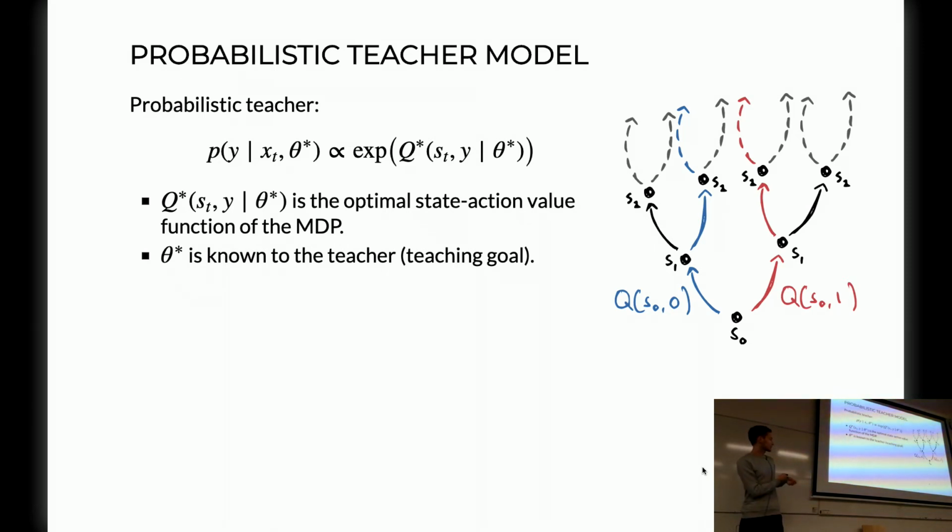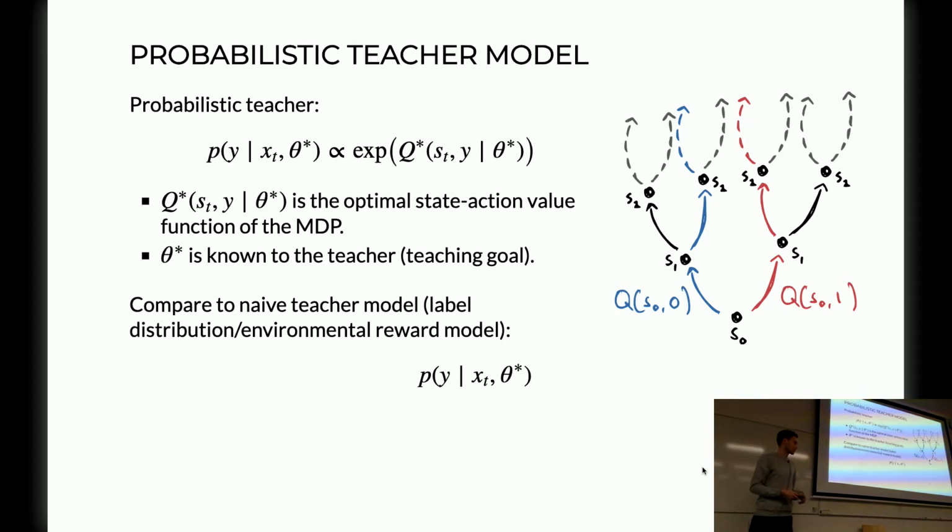And again, now these parameters are known to the teacher when it's teaching. And right, we can compare that to the environmental model, which doesn't. So this is like the baseline logistic regression model or baseline bandit model, which doesn't anticipate anything. It just gives you an answer based on the environmental model or the correct label distribution.